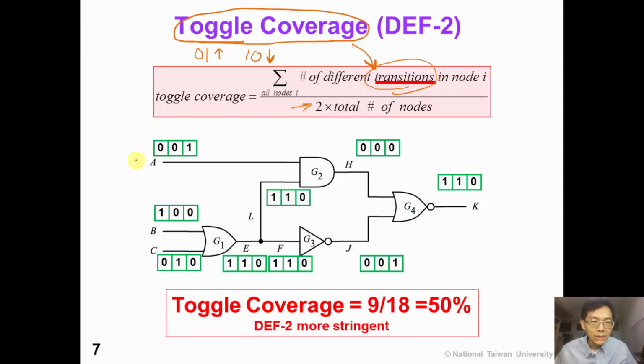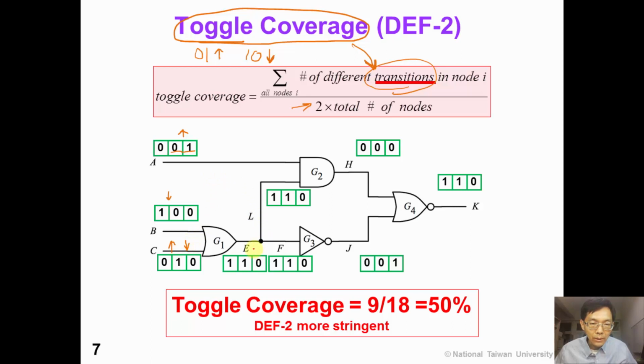So, given this same circuit and the same patterns, we can calculate the toggle coverage again. For node A, we have a 0 to 1 rising transition. For B, we have a 1 to 0 falling transition. For C, we have a rising transition followed by a falling transition.